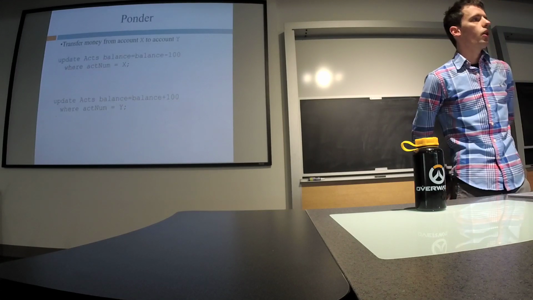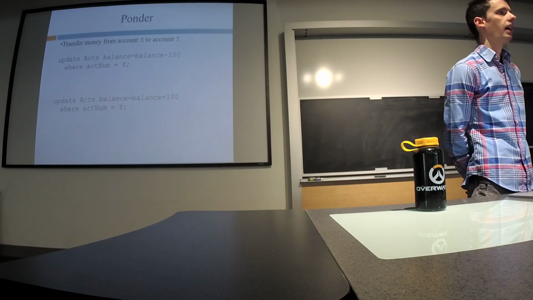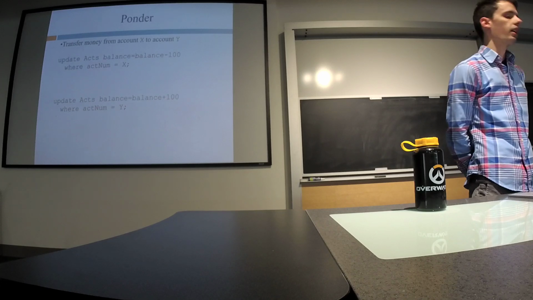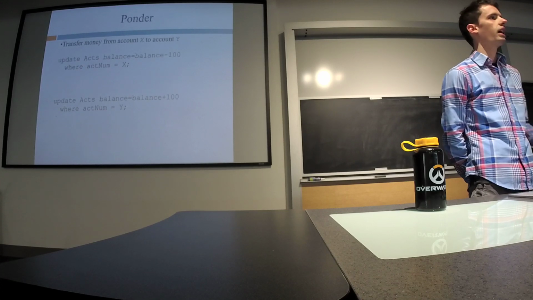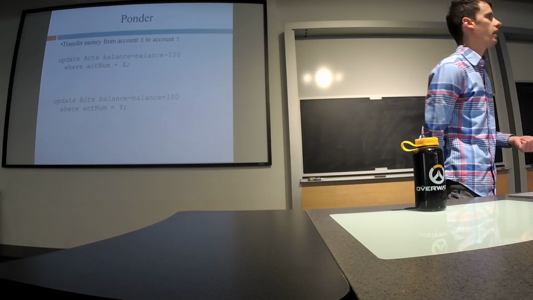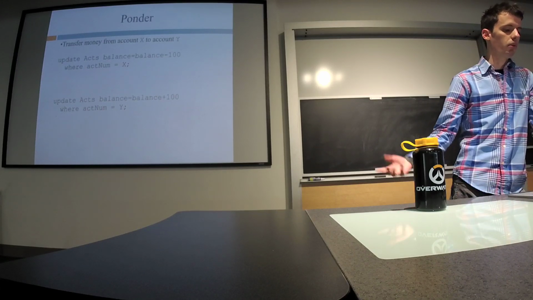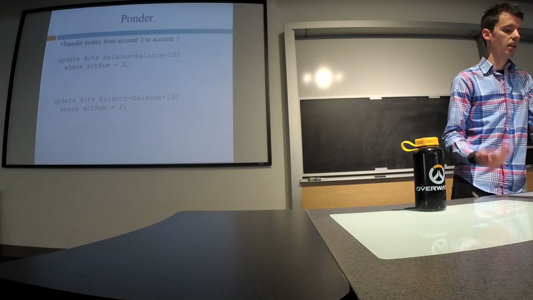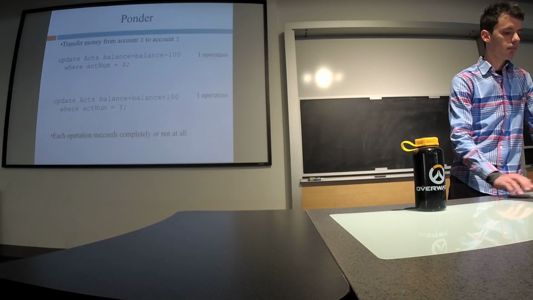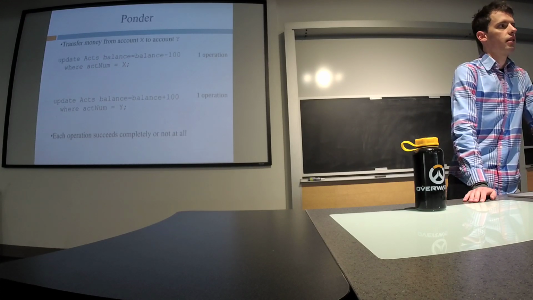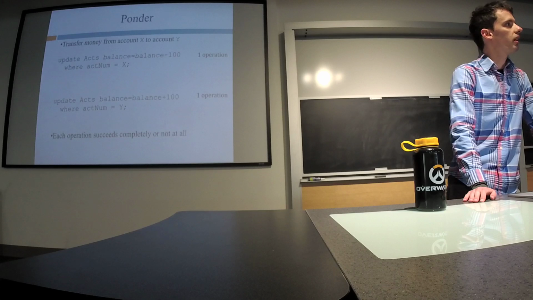Okay. So let's expand this a little bit. Let's say we're dealing with bank accounts, and there's a transfer of money from account X to account Y. So this is subtract money from one account, add money to the other account. So you might do this with, say, two SQL commands. Update balance equals balance minus 100 for account X. Update balance equals balance plus 100 for account Y. Okay? So each of these is a single operation, and each of them will completely succeed or completely fail.